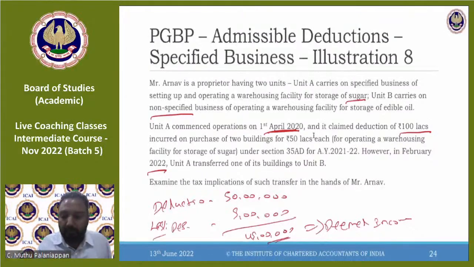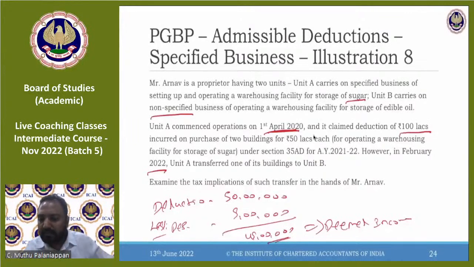So I'll just answer some of your questions. Why didn't we calculate additional depreciation for edible oil in illustration 6?